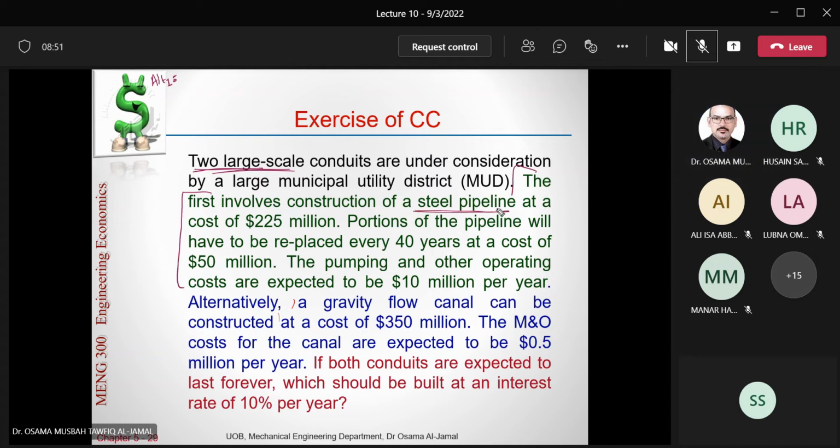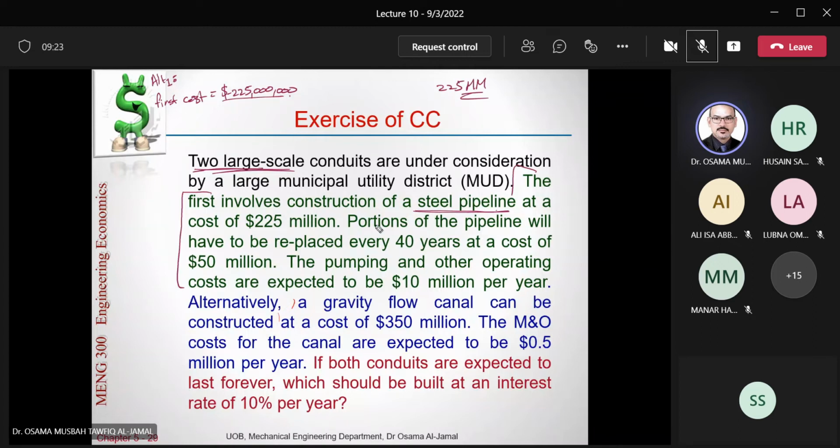Construction of a steel pipeline to transport water. The first cost equals negative 225 million. In the calculation, you need to write the full number, but in standard notation, you can just write it like 225 MM, which is million.